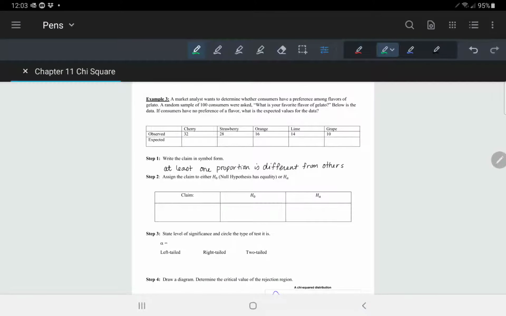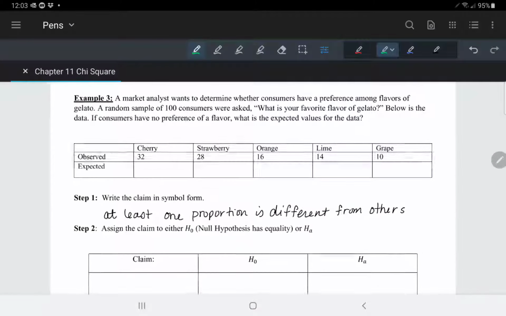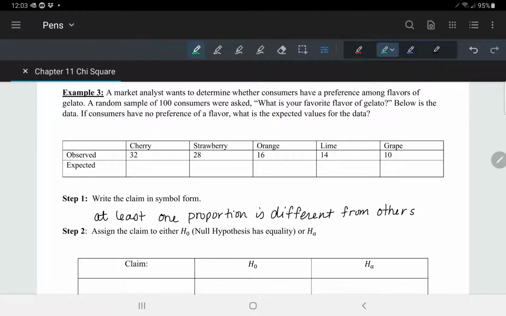Okay, so let's do an example. Let's say a market analyst wants to determine whether customers have a preference of flavors among gelato. A simple random sample of 100 consumers were asked, what is your favorite flavor of gelato? And below is the data.